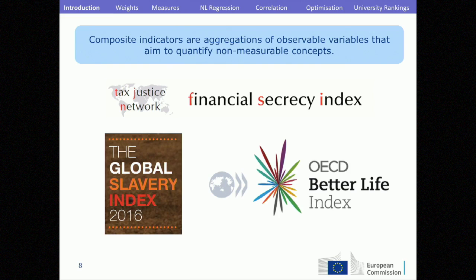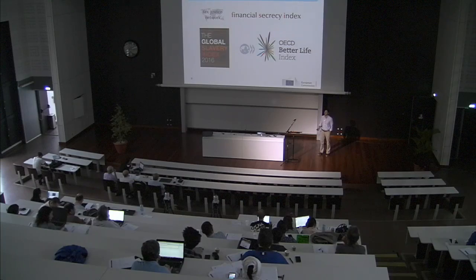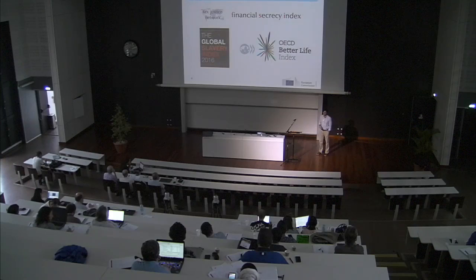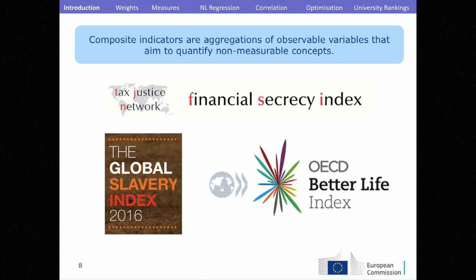So if we look at the Financial Secrecy Index, for example, it's an index that aims to measure the financial secrecy of countries around the world. So that's not something that you can go out and measure by doing some kind of experiments. And what financial secrecy means might be defined differently from one person to another person. Same goes for the Global Slavery Index, which aims to measure slavery in countries, or the Better Life Index, which is an index by the OECD on quality of life.